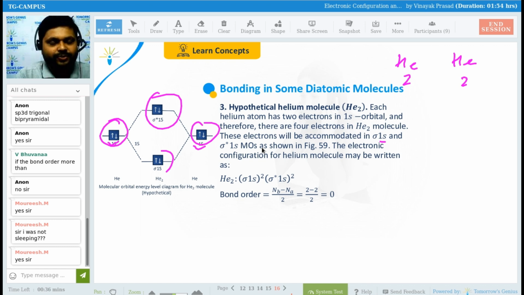See guys, so you can see here 1s, 1s, so it is what? Sigma 1s. Now here there is what? Sigma star 1s. Getting my point, everyone?